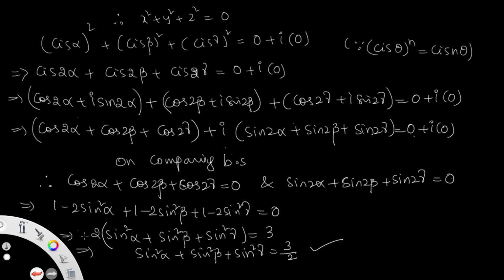In terms of sin, cos 2 alpha equals 1 minus 2 sin square alpha, 1 minus 2 sin square beta, 1 minus 2 sin square gamma, equal to 0. So taking 2 common on this side, you can get 3 by 2.